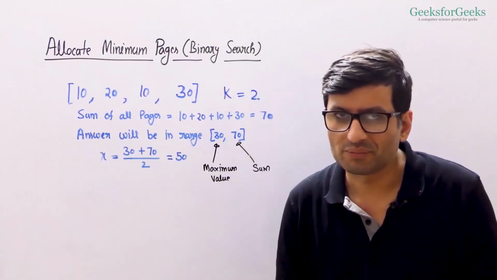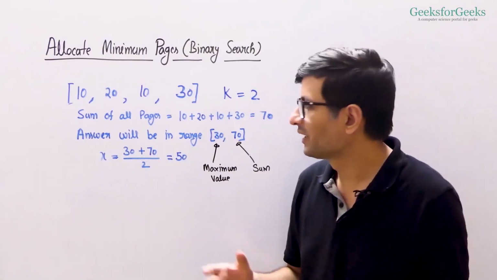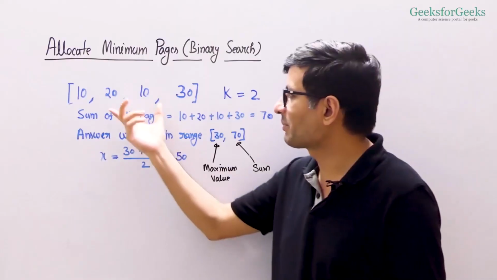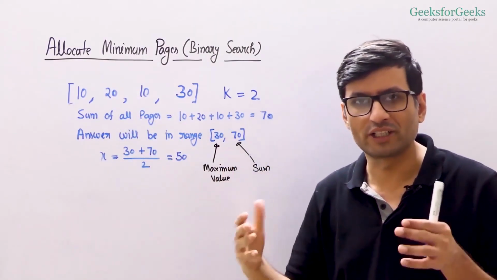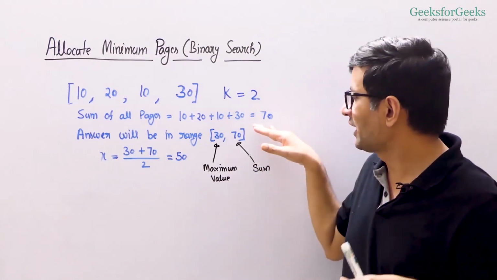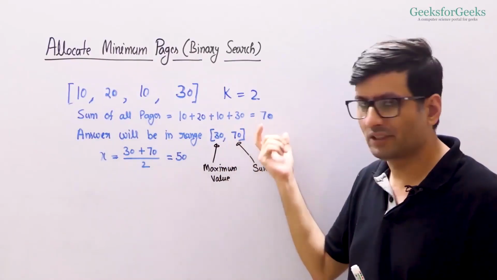The binary search based solution that we are going to use here is going to work this way. See, the maximum pages assigned to a student is upper bounded by the total number of pages, right? In the worst case, a student will read all the pages. For example, if you have k equal to 1 only, that's the value 70 here. The total number of pages to be read is 70.